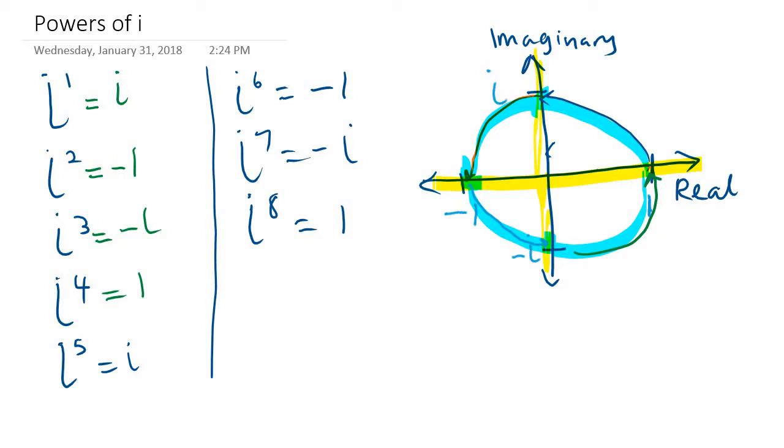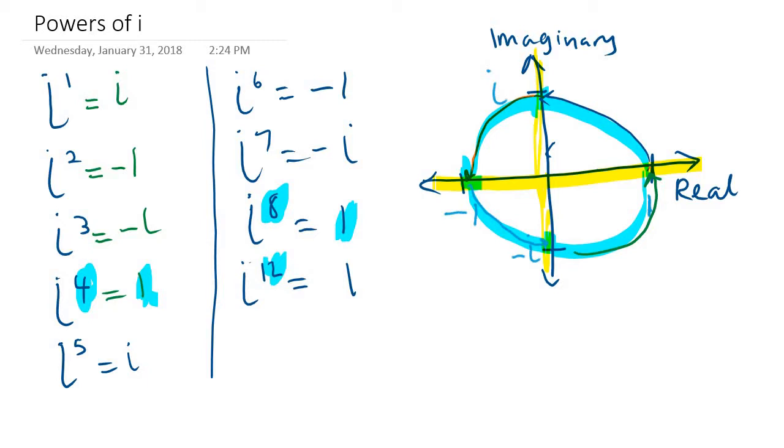Just note that this is a pattern that you have, and so we can comfortably say that every multiple of 4 will get me to 1. So you can actually predict that the next multiple of 4 that will get me to 1 will be i to the 12th.